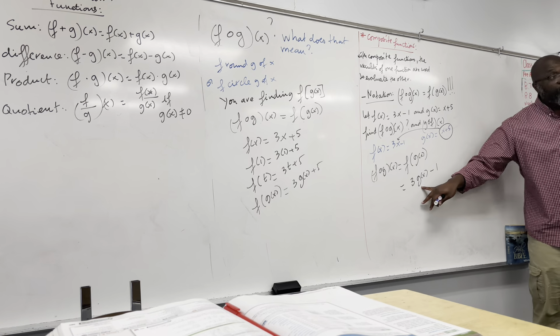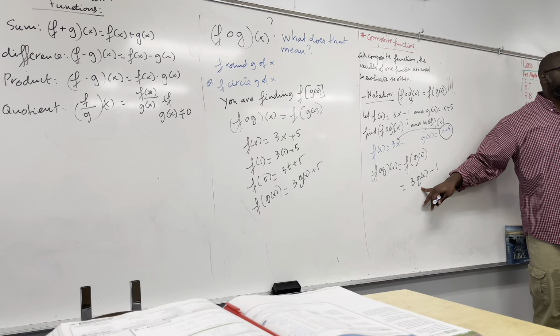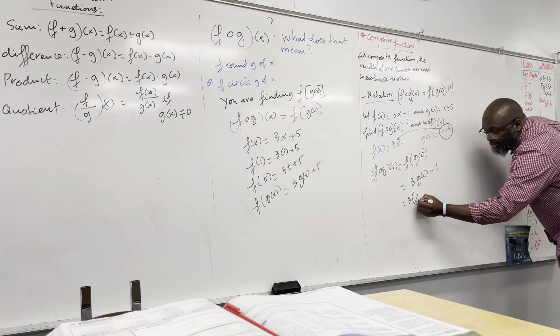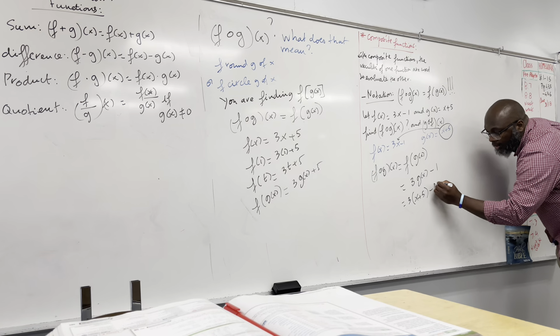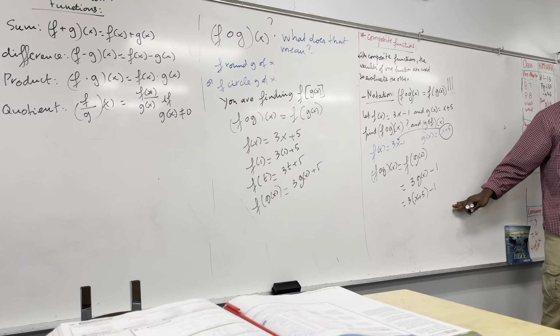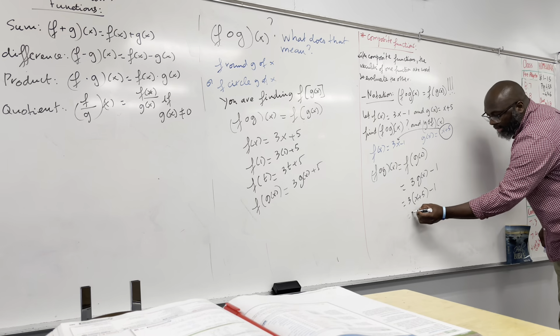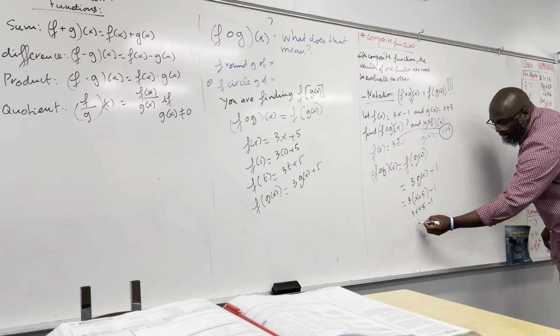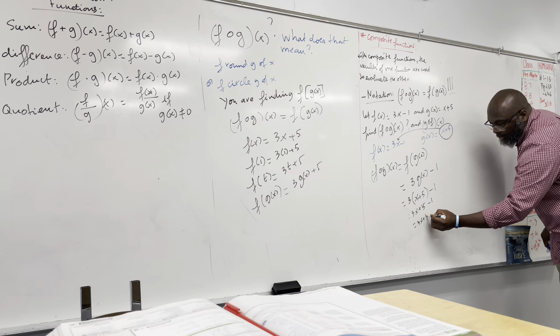And then, do I know g of x? What is g of x? x plus 5. So now that becomes 3 times x plus 5 minus 1, right? And then from here, we can calculate it. So that becomes 3x plus 15 minus 1, and that is 3x plus 14.